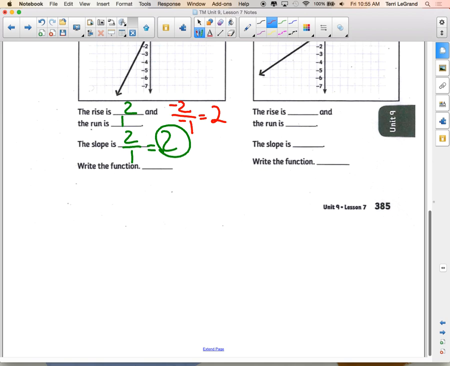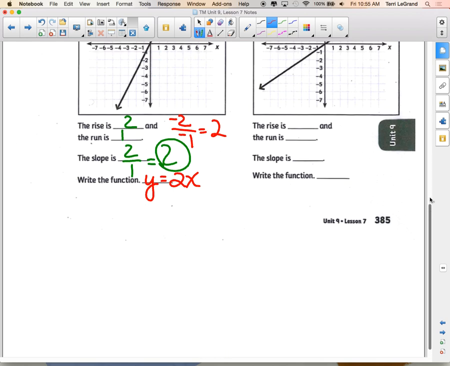Y equals something. Y equals 2 what? X. This 2 says that the rule is, the slope tells us the rule. Multiply the x value by 2. It's the multiplier. How are the x's changing? They're getting multiplied by 2 to get the y values. Let's see if that works for those points.